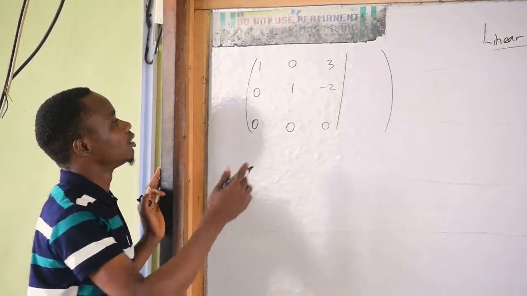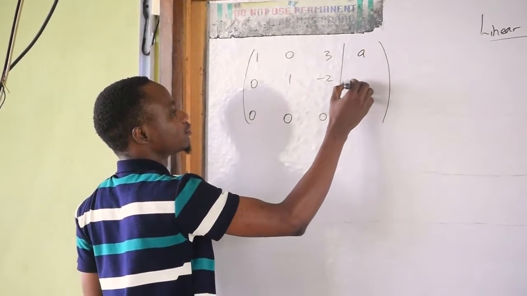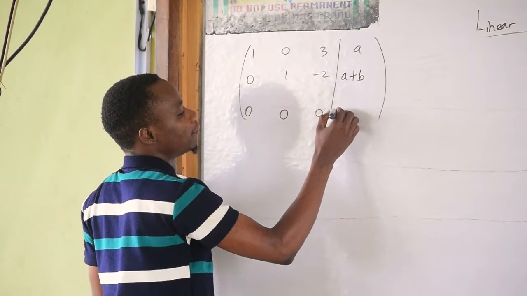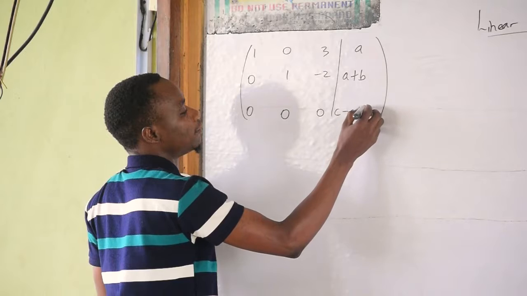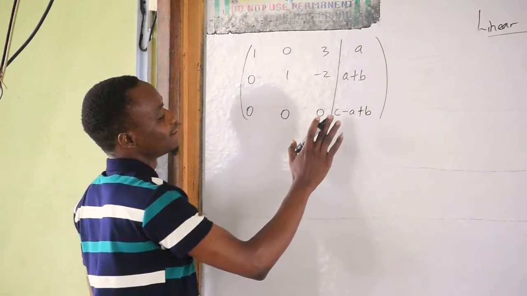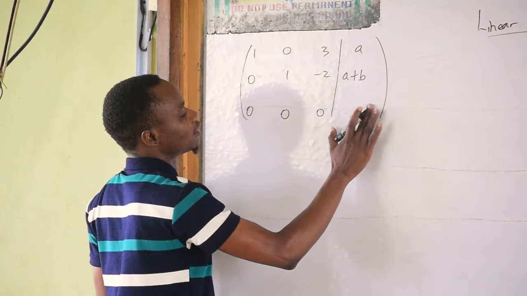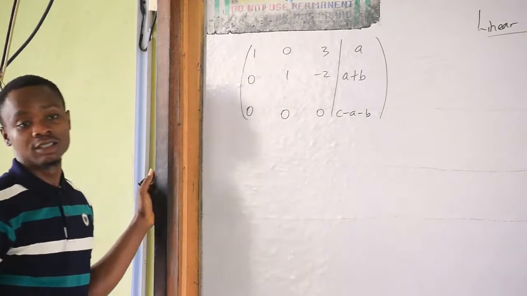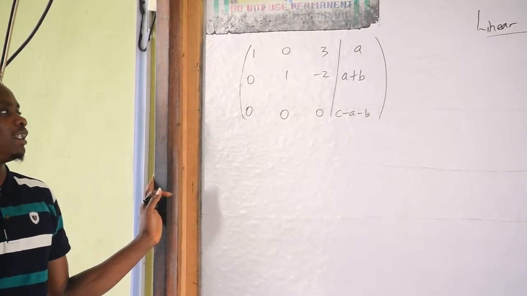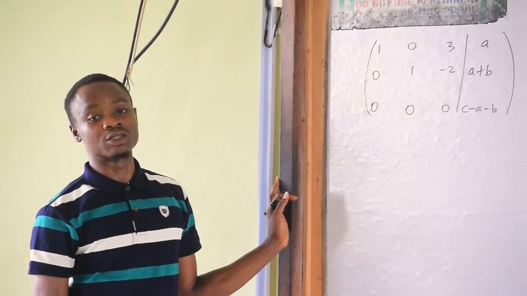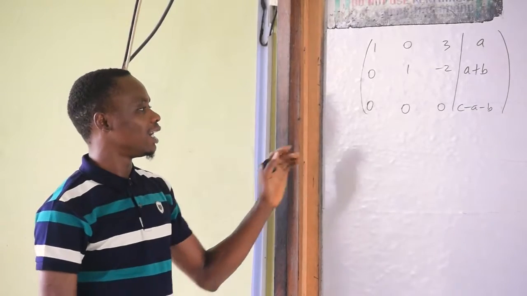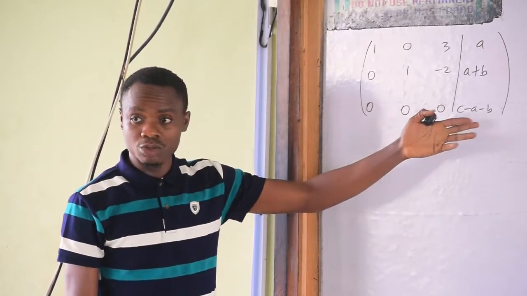Alright. A plus B. C minus (A plus B). A plus B minus C. Yeah, C minus A minus B. So under what condition will the solution exist? This thing has to be equal to 0 for a solution to exist.